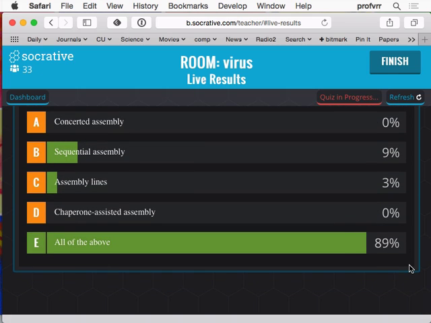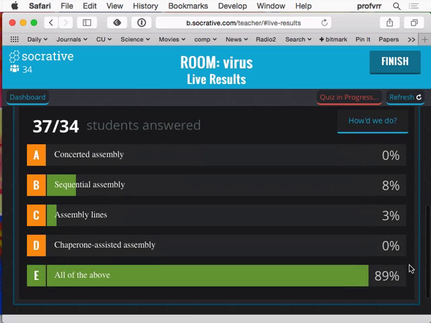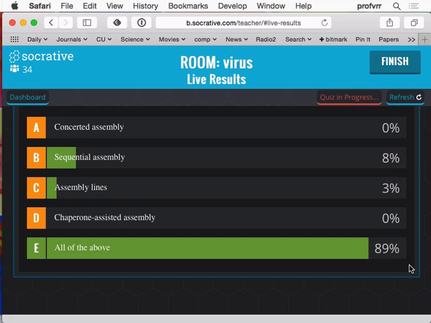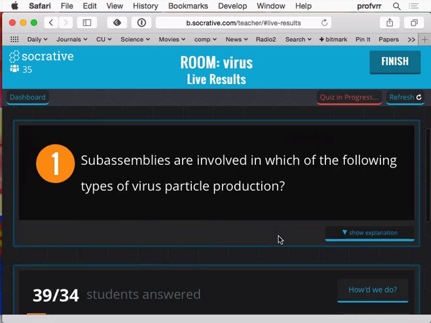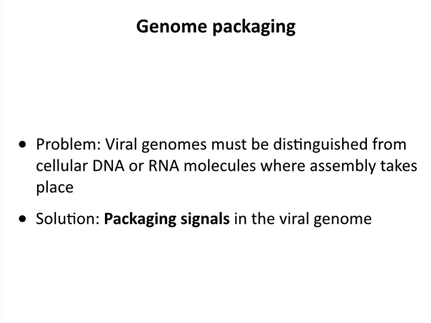All of these processes involve sub-assemblies, concerted assembly, even though the virus particle and the genome come together at once. The genome assembly with its proteins happens in the nucleus separately in the example of influenza I gave to you. It also happens for sequential assembly lines and chaperone-assisted assembly. The point is that sub-assemblies are really involved in most virus assembly procedures. Those are two general ways to build particles: sequential processes and concerted processes, which largely involve budding.